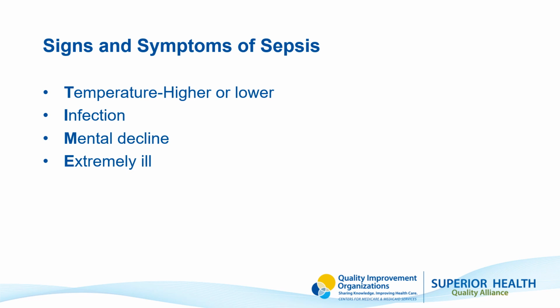M is for mental decline. A person with sepsis may be more confused and/or more sleepy than normal. And E is for extremely ill. In addition, the person may have trouble getting their breath and/or be in extreme pain or discomfort. The next sepsis module in the series will cover what you should do if you notice signs of sepsis.